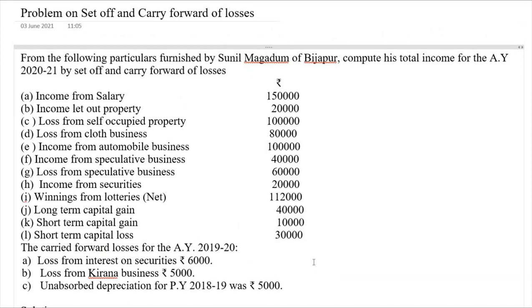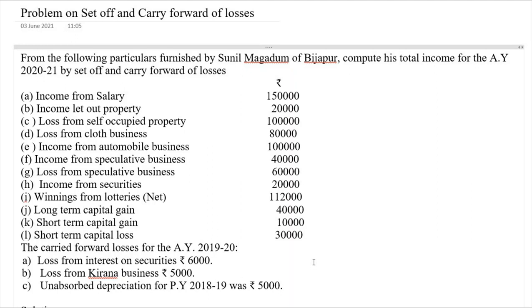So now we have got income from salary, and we have got income from let out property as rupees 20,000, whereas we have got loss from SOP 1 lakh. So loss from SOP can be adjusted against income from LOP. So there will be still loss of rupees 80,000, which can be adjusted against income from salary. So your income from salary will be rupees 70,000 in this case.